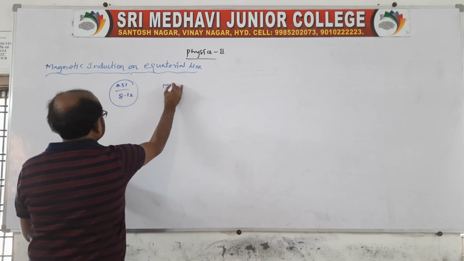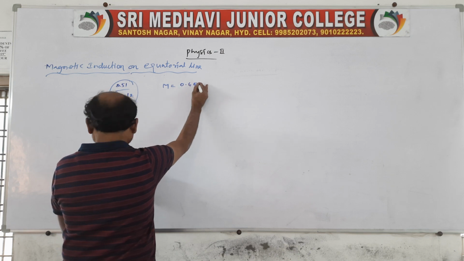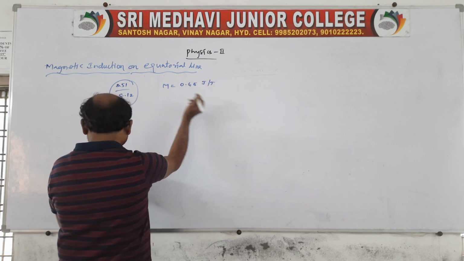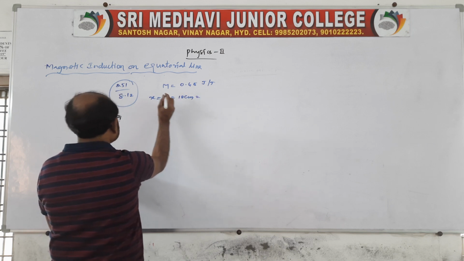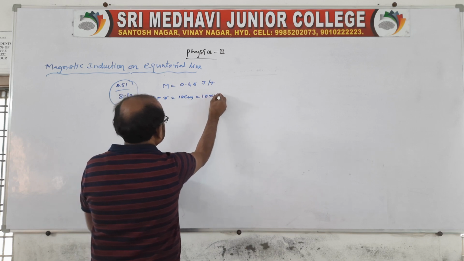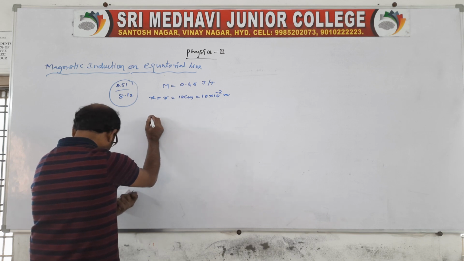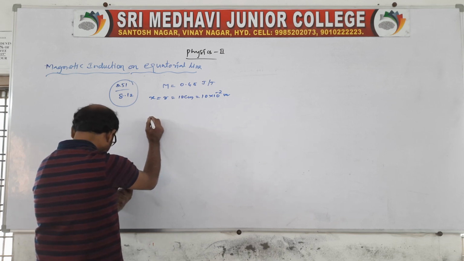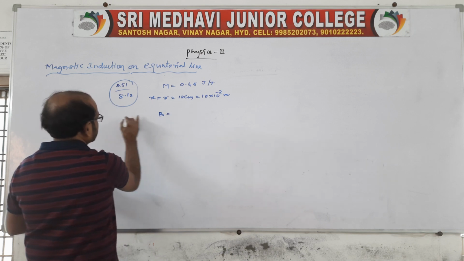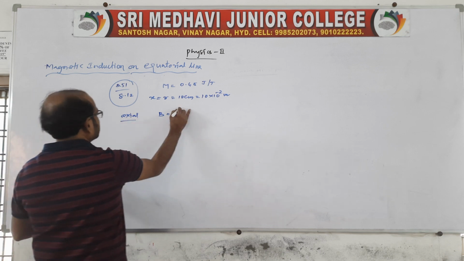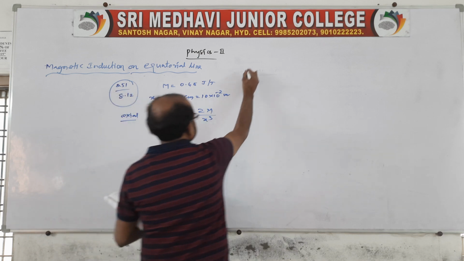First, everyone write the given data. The magnetic moment is given, 0.48 joule per Tesla. The distance is given, 10 centimeter, or you can say x, no problem, 10 into 10 power minus 2 meter. So the first one is asking magnetic induction on the axial line. Capital B on the axial line is mu naught by 4 pi into 2 capital M by x cube. Yes, this is on the axial.